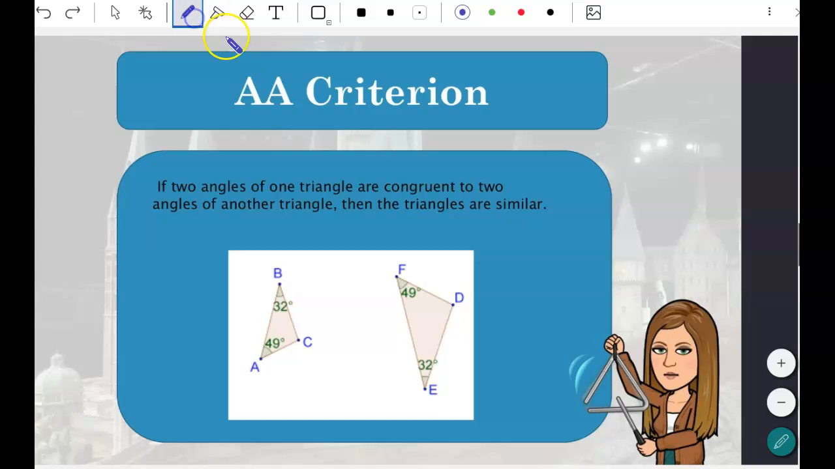Now, one thing to keep in mind here, and I'm going to change this to black. A corresponds with F. So I'm going to write that out as if we're going to list our triangles here, label them. So it's going to be triangle A, and then F corresponds. Then we have 32, those are the same, so B corresponds with E.